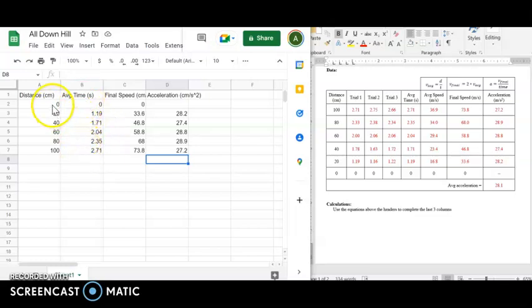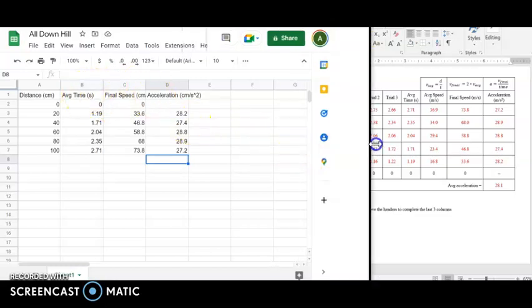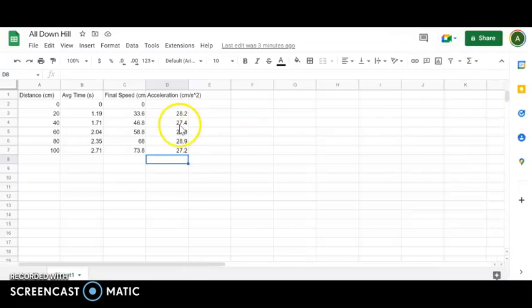So we've typed in the parts of the data table that we want. We want the time, we want the distance, and we want the final speed and the acceleration. And then we're going to make 3 graphs here. We're going to make one for distance and time, and then final speed and time and acceleration and time. And we'll walk through all of these here and take a look at them.